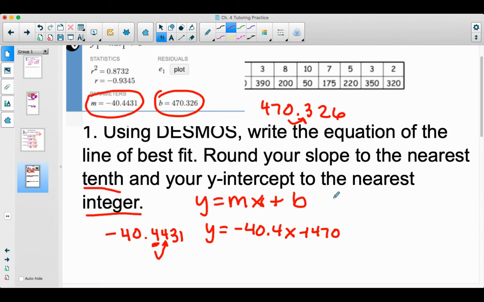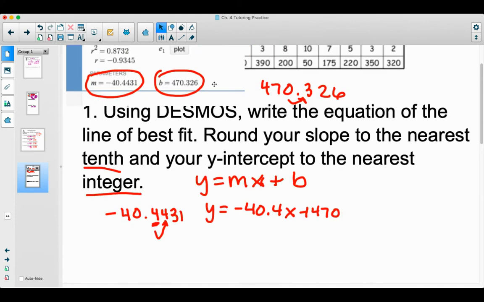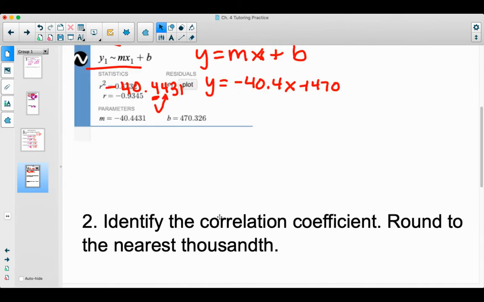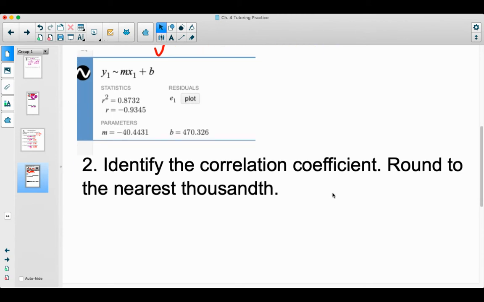Okay, so now let's continue on with this problem. The next question says to identify the correlation coefficient and round to the nearest thousandth. So I'm going to pull this screenshot down here that we took of our information from Desmos, and this was the information we got. So our correlation coefficient, if you remember, is our R value.